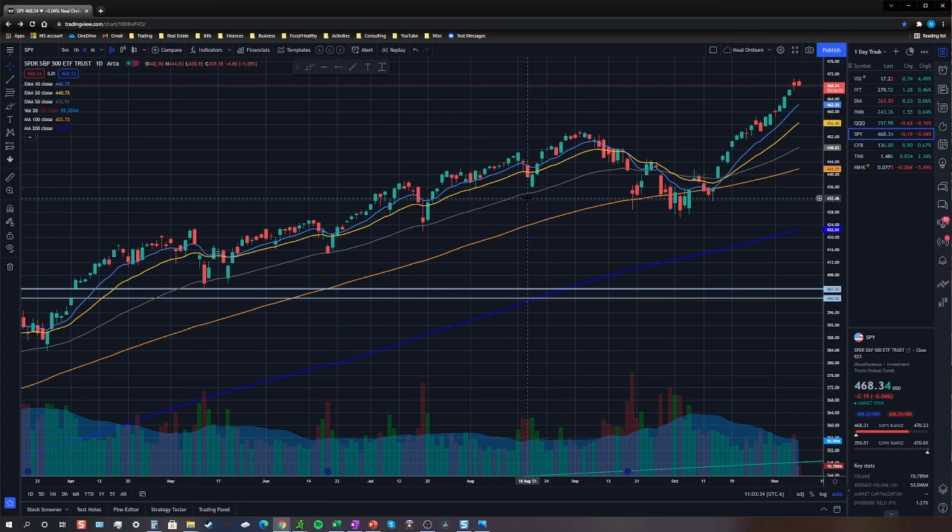And just so you know, this blue line is my 10, this yellow line is my 20, this gray line is my 50. This orangish line is my 100, and this blue line is my 200. Okay, the 100 and 200 are long-term, kind of like big time funds like pension funds and stuff like that. They watch those levels quite a lot.